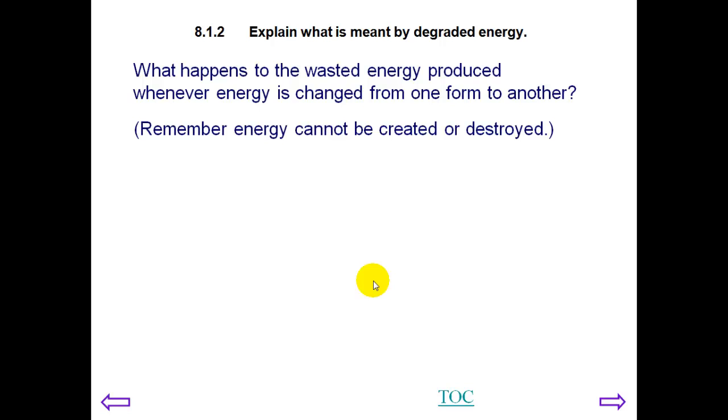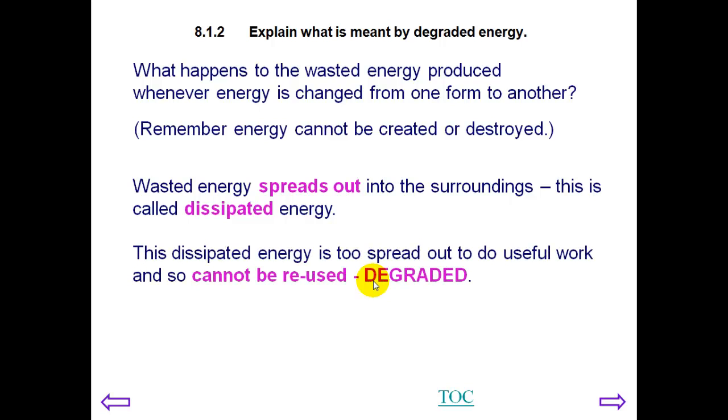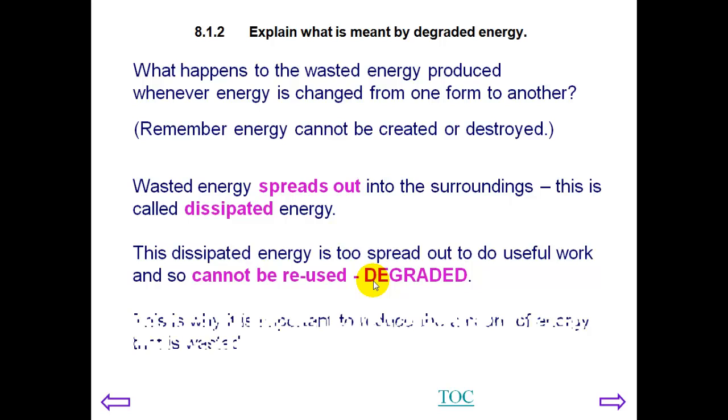Explain what is meant by degraded energy. This is when wasted energy spreads out into the surroundings and it's dissipated. It spreads out into the environment. This dissipated energy is too spread out to be able to do any more useful work. It cannot be reused. It becomes degraded. It's still there, but it's too spread out. So this is why it's important to reduce the amount of energy that is wasted, because when it gets degraded, it can't be used again.